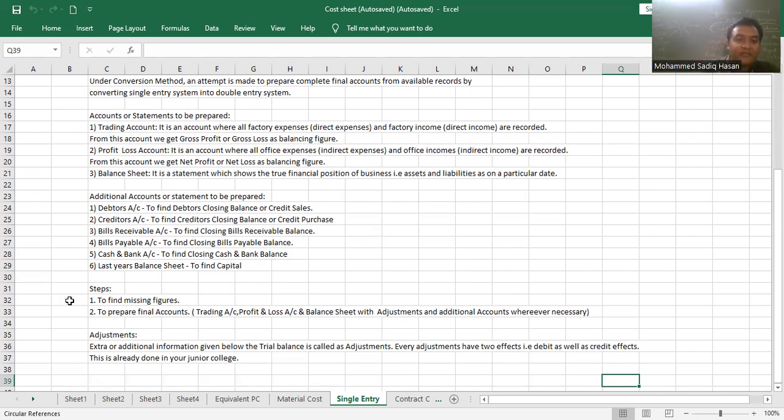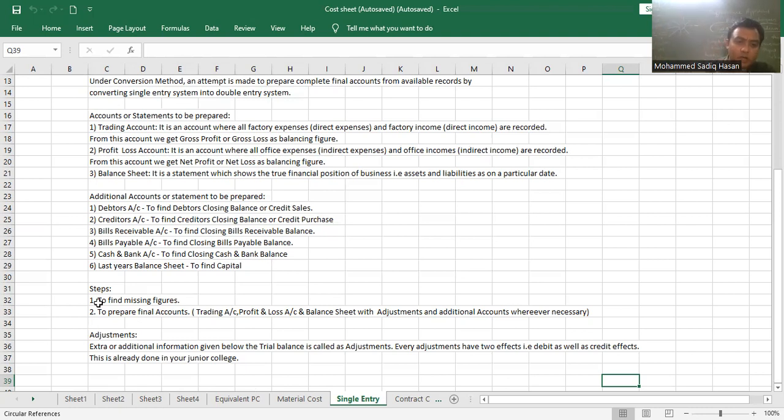So I'll have to identify the missing figures first, the missing details, and we need to get that information. And using that information, the missing figures, you'll have to open these additional accounts which I have listed here. I'll be coming back to that also. And when you get the missing figures, you're going to put them apart from the normal things already given in the question. You're going to prepare these three things, that is trading account, profit and loss, and balance sheet. Okay. So that's the basic step you have to keep in mind.